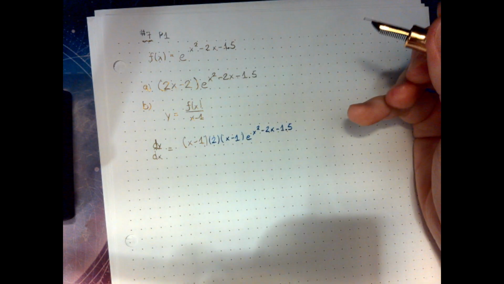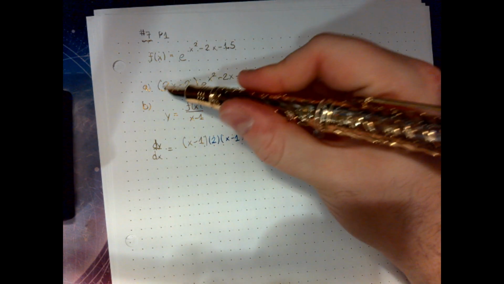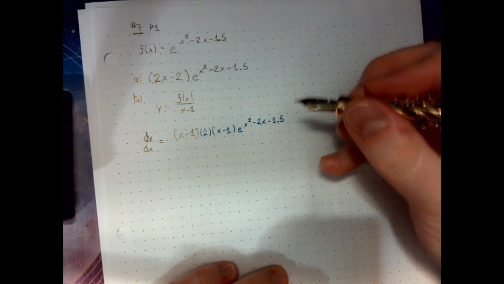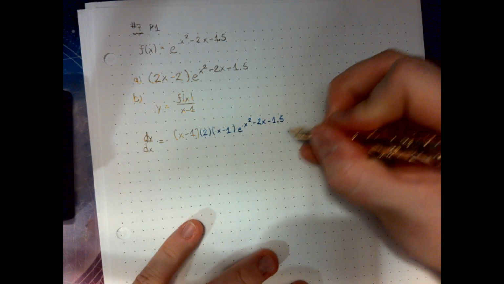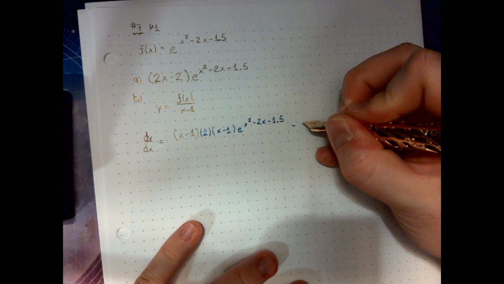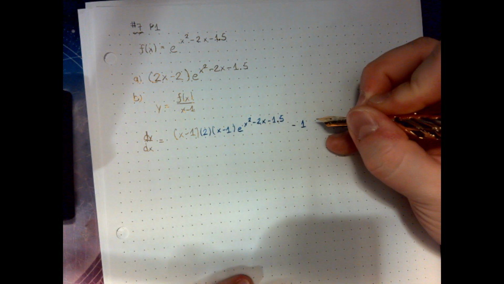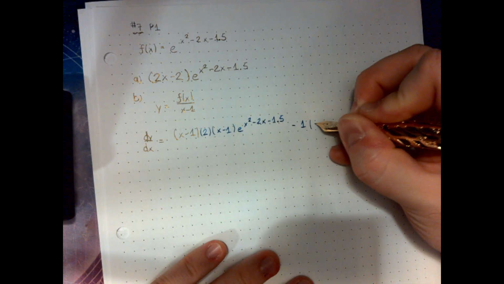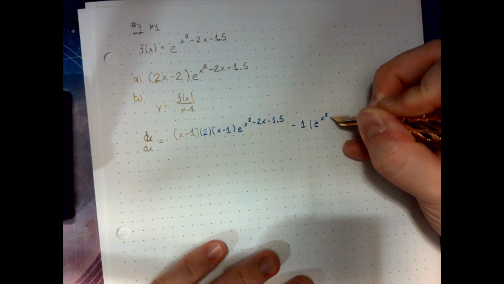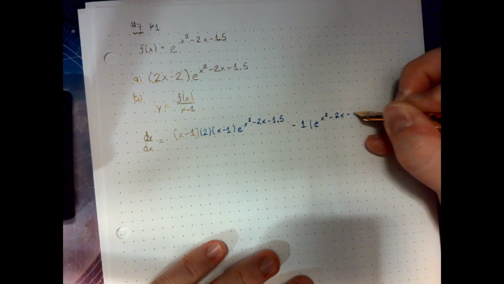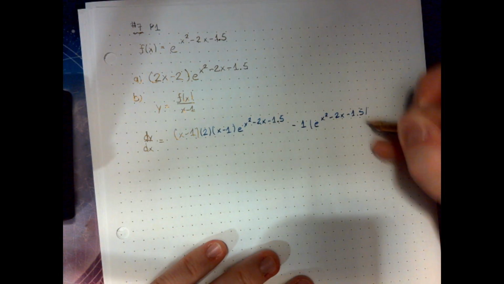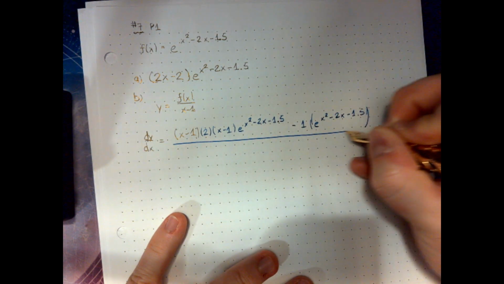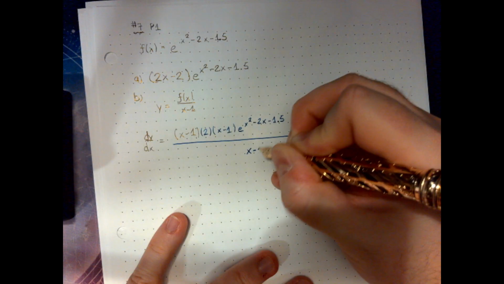Very similar to a typical IB style question. We have our previous answer included here. So that's basically why they got us to do part A, to help us out with the solution to B. Okay, and then of course minus, derivative of our denominator, x minus 1, is just going to be 1, multiplied by e to the power of x squared minus 2x minus 1.5. Okay, and then, oops, sorry, close the big bracket, all divided by x minus 1 all squared.